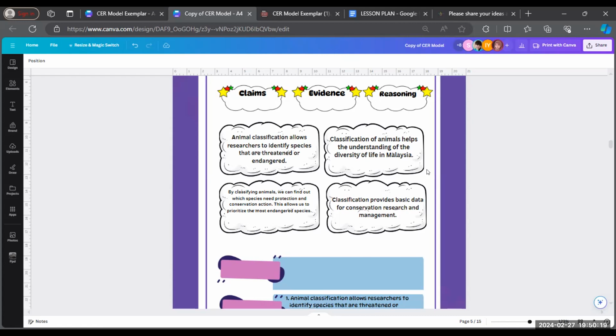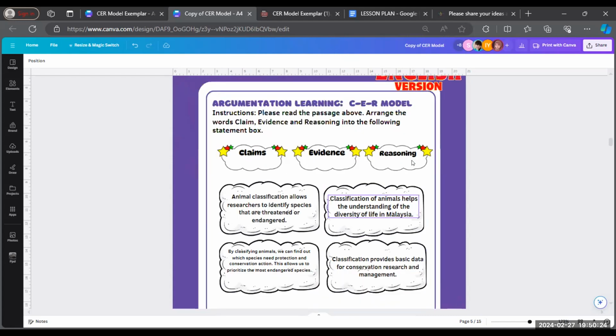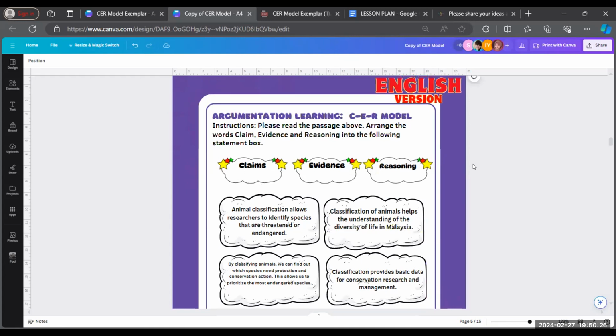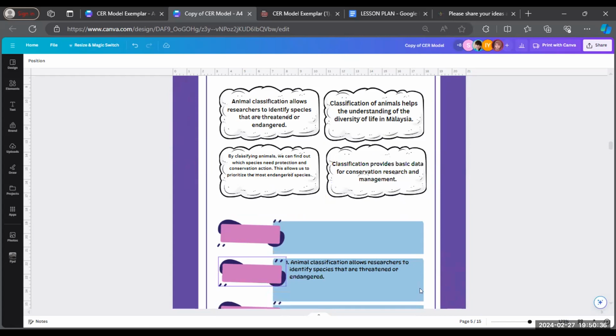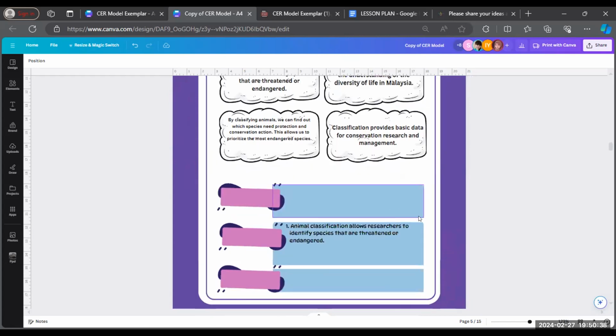After the guided instruction, if they are done, then they go for the second activity, which is the hard level for them. So they have to find out which one is the claim, evidence, and also reasoning, and then put it in the box right here, like this. Because they are Form 2 students, they are not higher university students, they're just 14 years old students.